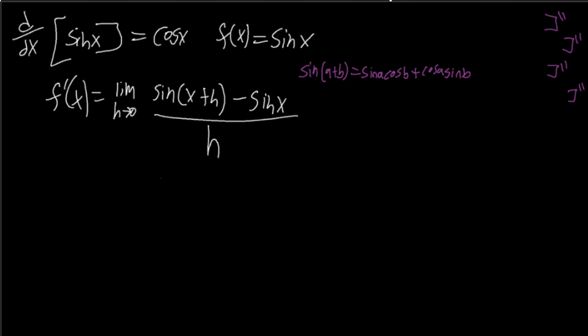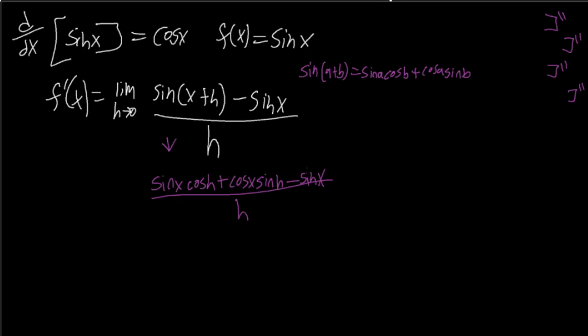I don't care. Then you already know what we're gonna have to do, bro. Just rewrite this as this. We're gonna do it down here. So sine x multiplied by cosine h plus cosine x multiplied by sine h minus sine x all over h. Now we can rewrite this.